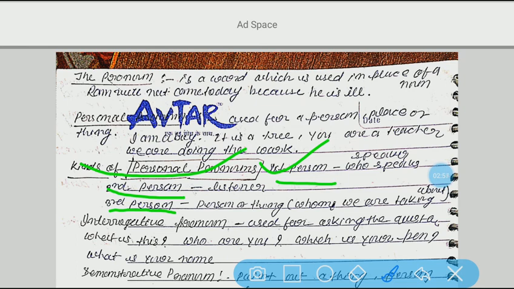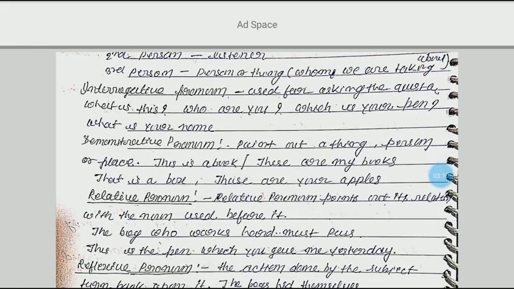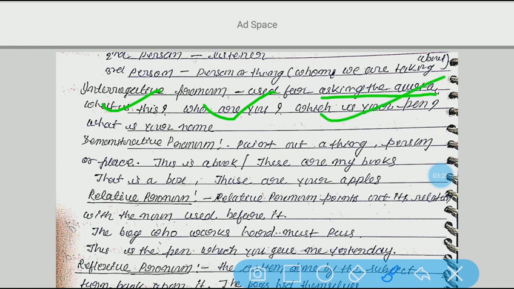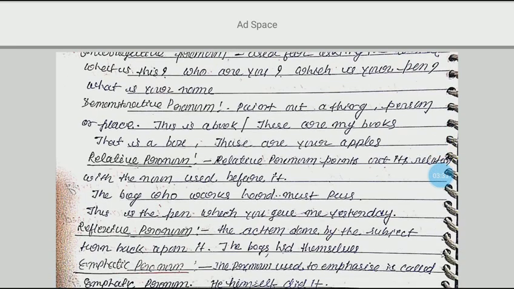All right. Now come to the next type, that is interrogative pronoun. So what is the definition of interrogative pronoun? An interrogative pronoun is a pronoun that is used to ask a question. For example, what is this? Who are you? Which is your pen? What is your name? So these are examples of interrogative pronoun.